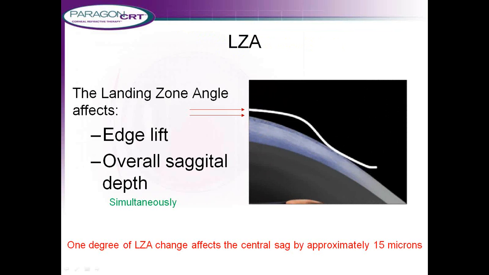The landing zone angle again controls the amount of edge lift and the overall sagittal depth of the lens at the same time. Observe the treatment curve and its relationship with the central corneal surface as the angle changes. As the landing zone angle is increased or decreased, the central sag is also being affected by the angle change. 1 degree of landing zone angle change affects the central sag by approximately 15 microns.